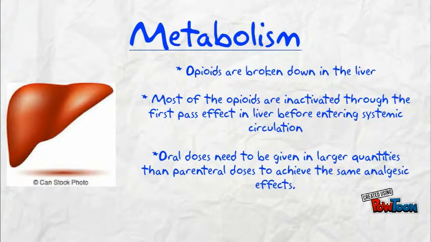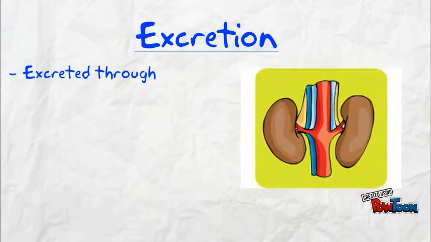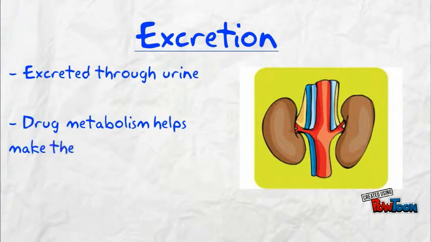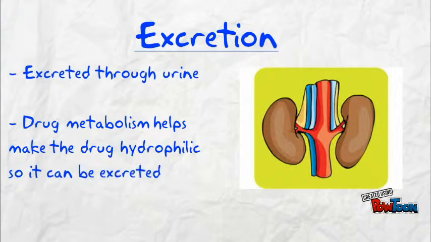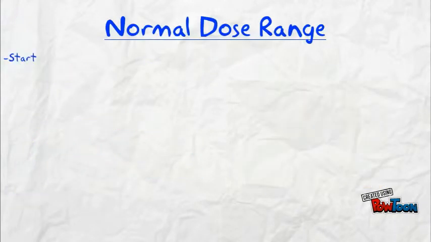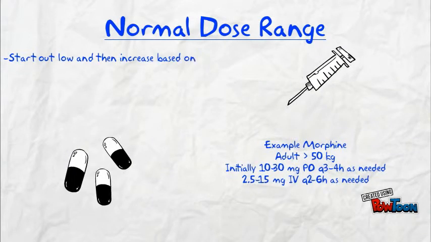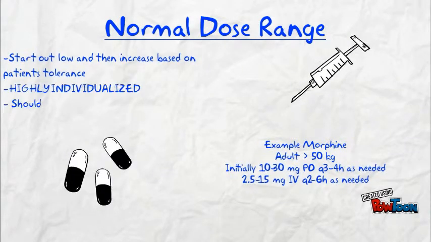Opioids are broken down in the liver, and most are inactivated through the first-pass effect. Because of this, oral doses should be given in larger quantities than parenteral doses to achieve the same therapeutic effect. While opioids are metabolized in the liver, the kidneys excrete opioids by the processes of glomerular filtration and tubular secretion through urine. Normal dose ranges for opioids are highly individualized, and dosing follows the motto, start low and go slow.